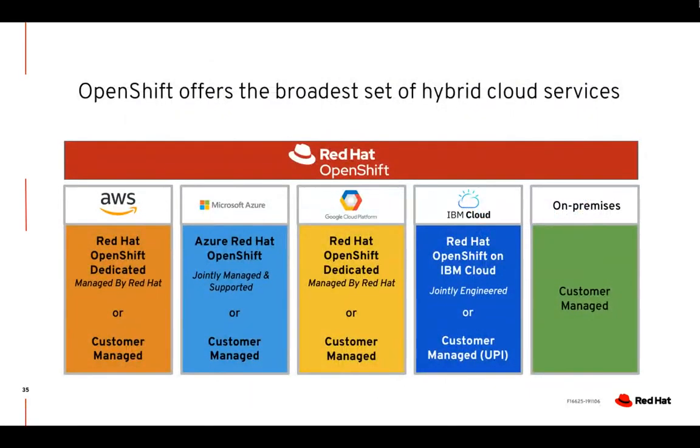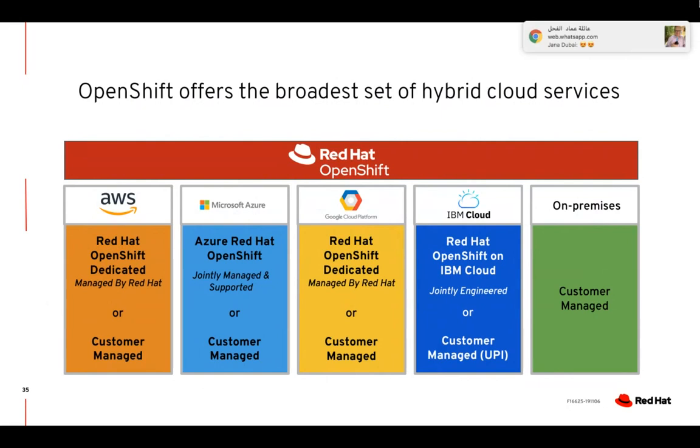Also, one of the special differentiators of OpenShift is its ability to be deployed across hybrid clouds. So as you can see here, Red Hat OpenShift is available on AWS. It's either a Red Hat OpenShift dedicated managed by Red Hat, or it can be also customer managed. So this is one option. Another option is Red Hat on Microsoft Azure. It can also be offered as a combined managed platform by Microsoft and Red Hat with Azure Red Hat OpenShift, or the customer can deploy OpenShift and be self-managed.